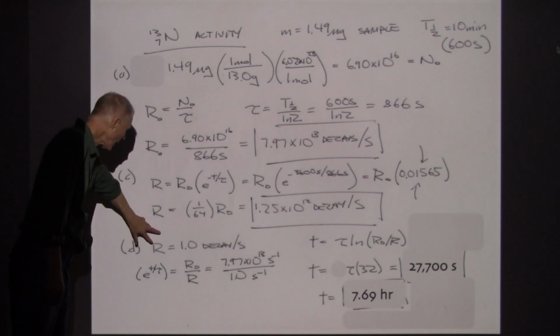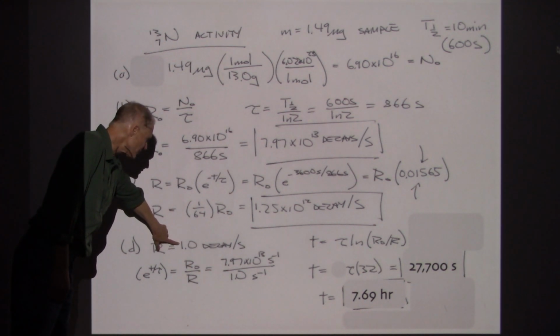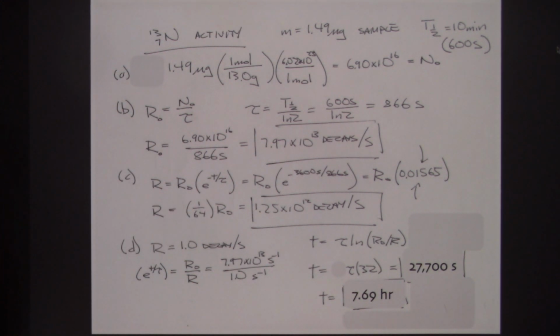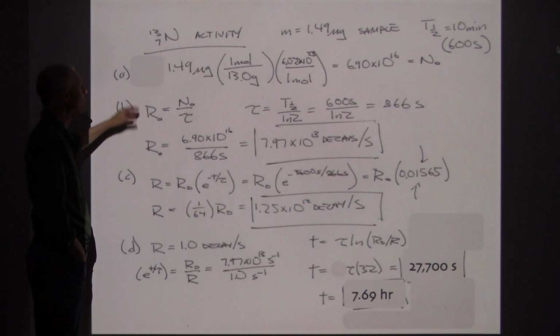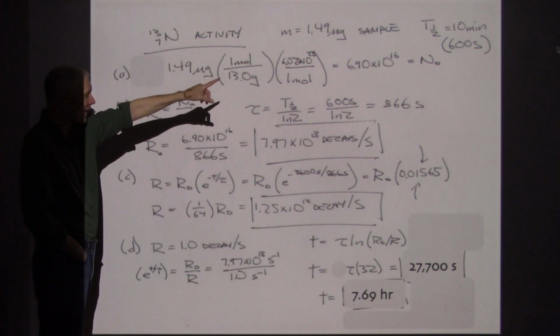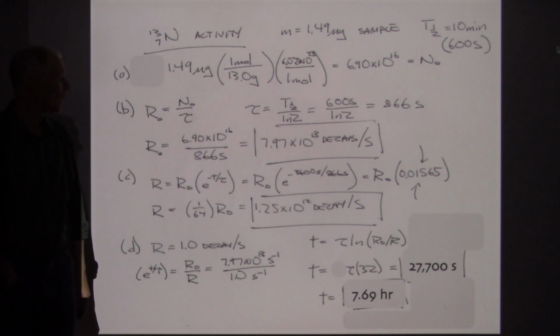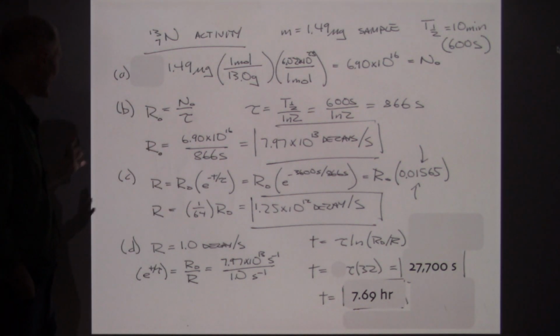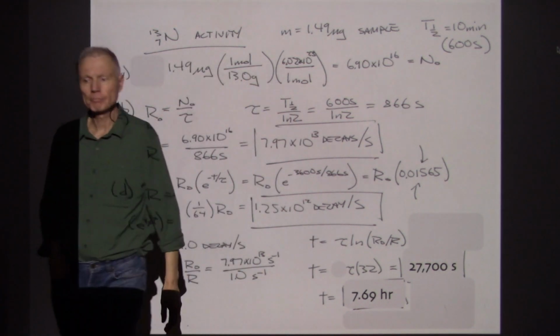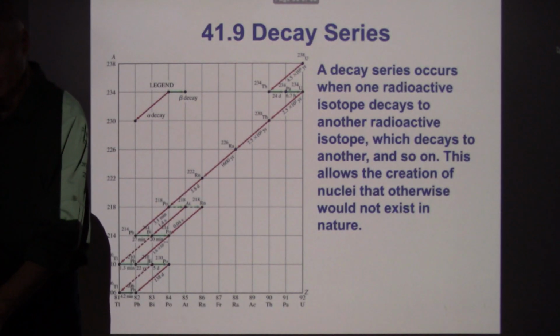Let's see. How long is it going to be until it gets down to 1 decay per second? Carrying through the calculations leads us to 7.7 hours. So that's what the calculations look like. Practice these. This is a really good example. Practice examples like this, starting out with a certain amount of something, then look up the half-lives, run through the decay rates, run through how many are remaining. Later on in time, how long is it going to take until the decay rate drops to something? These are good examples to practice.